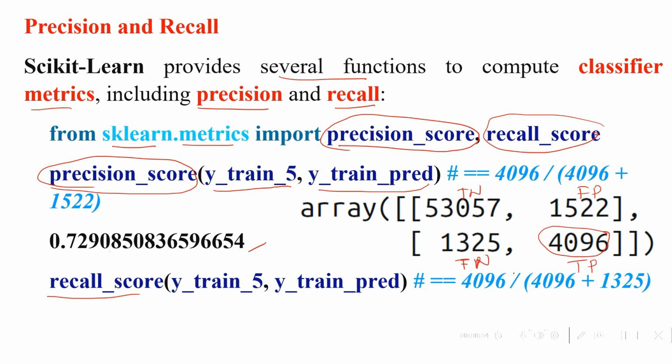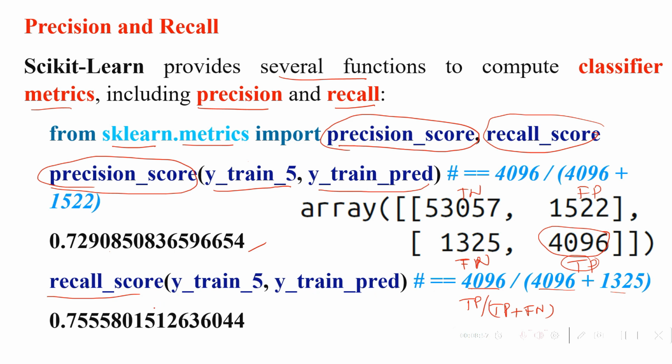And for recall_score, with y_train_5 and y_train_pred, it is equal to true positives divided by the total number of positive elements, that is true positives 4096 plus 1295 false negatives. So here recall is TP divided by TP plus FN. Based on the values, 0.755 is the recall score.